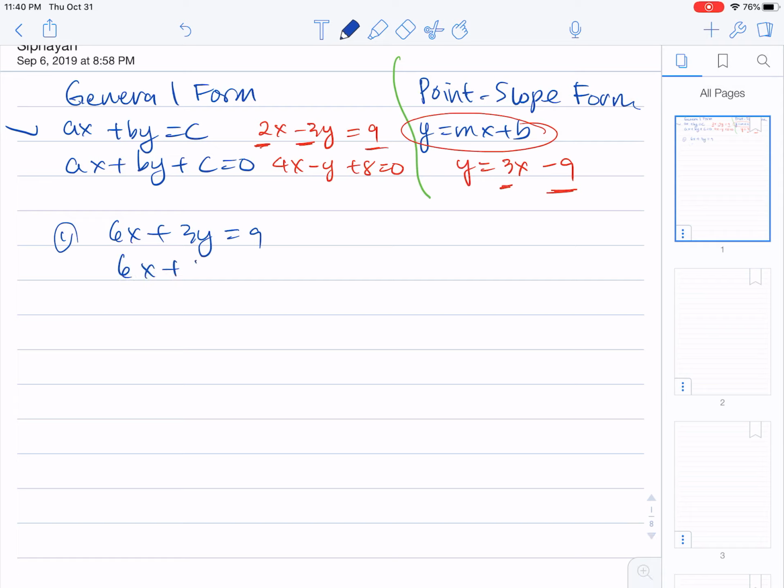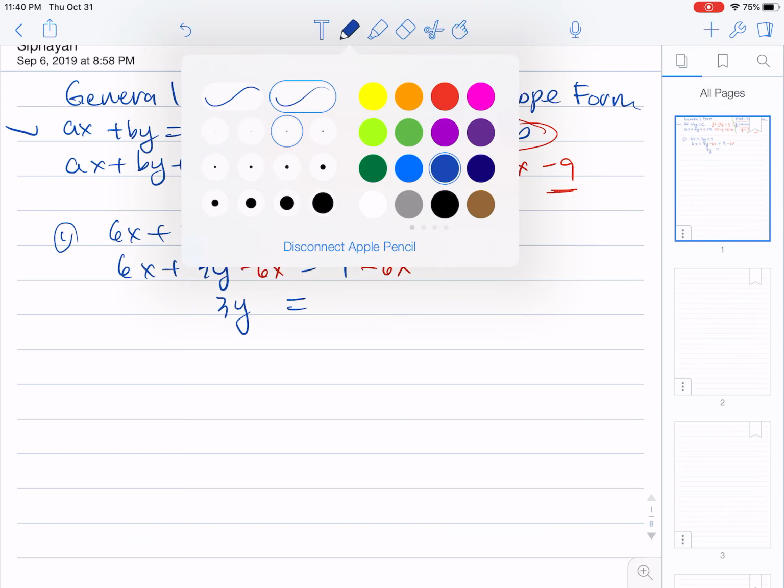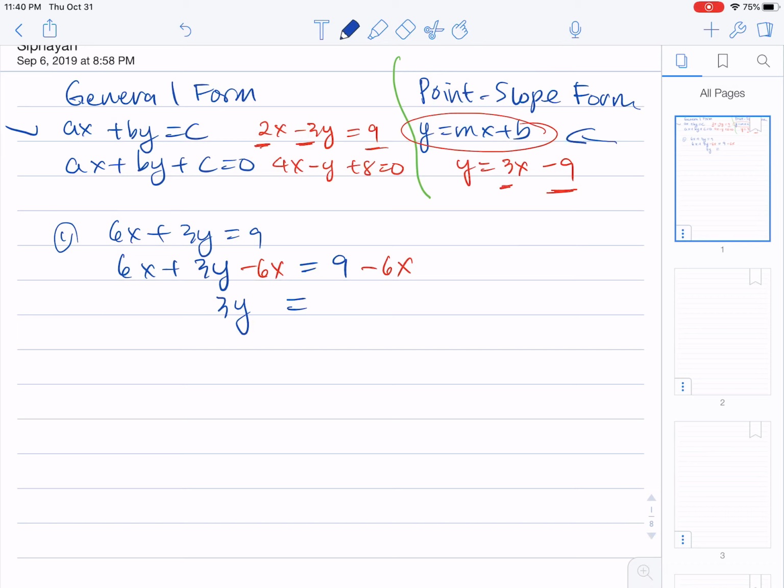So, we have 6x plus 3y equals 9. So, para matanggal natin yung 6x sa kaliwa, magma-minus 6x tayo dito, magma-minus 6x din tayo dito. Okay, so wala ng 6x kasi magiging 0 na yan. 6x minus 6x. 3y na natira dito equals. Now, instead of 9 minus 6x, para kamukha siya nito, kamukha siya niyan. So, pwede natin gawing 9 minus 6x.